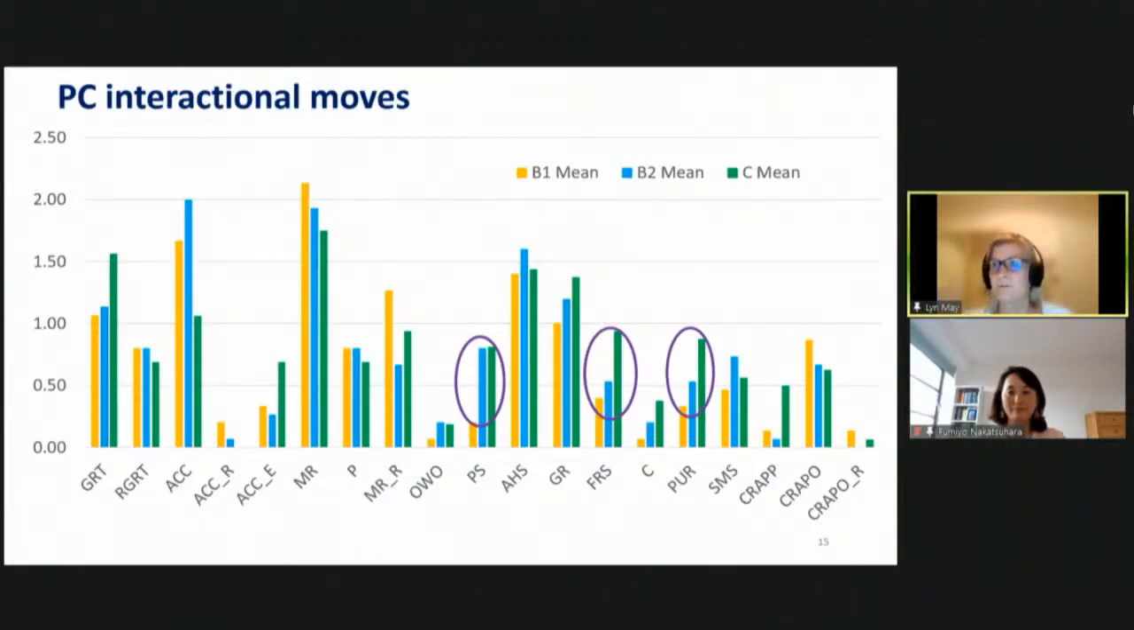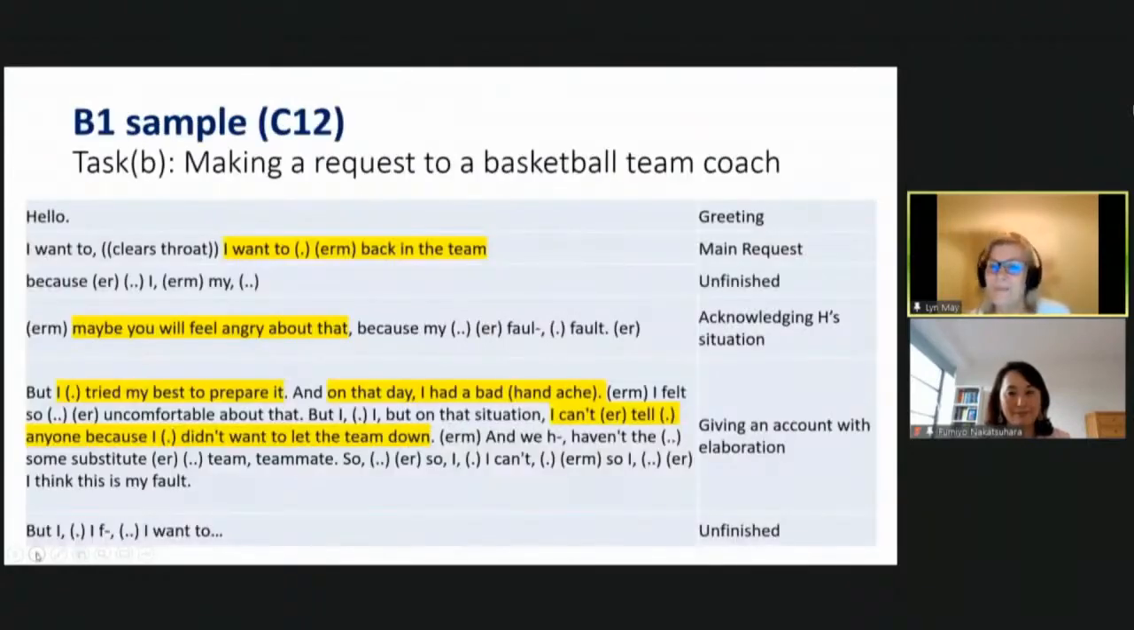So again, a very important part of the mechanics, if you like, of being able to effectively put a request forward, is that you project that this is coming. And again, you could see that this was much more frequently done at the C level. Okay, so what I'm going to do now is briefly show you a B1 sample performance from the PC task, and then we'll be looking at a C level performance.